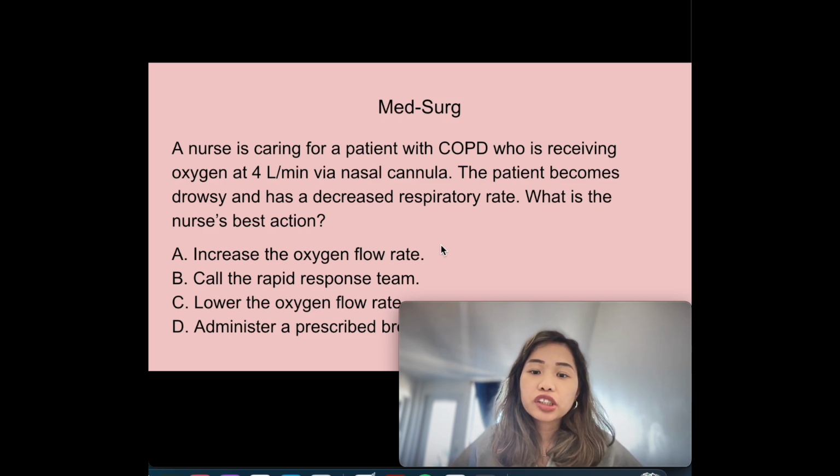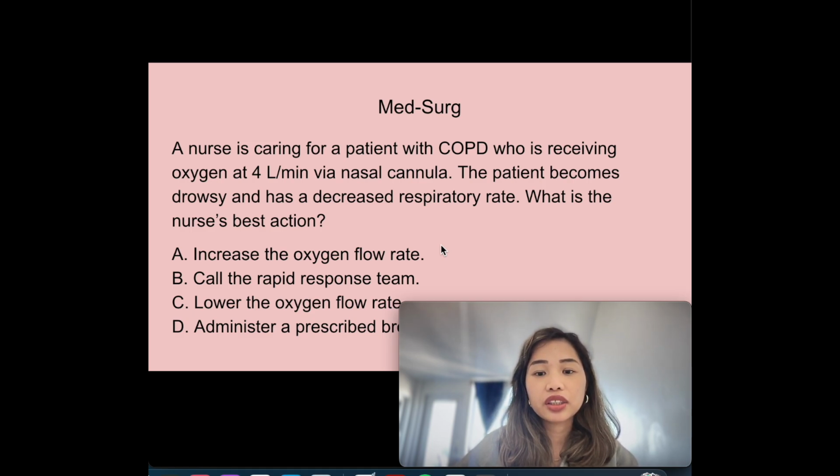Calling the rapid response team, that is correct. However, that's not the best answer. You can't just call the rapid response team and not do anything because you don't even know when they are coming. Letter C, lowering the oxygen flow rate. And then letter D, administer a prescribed bronchodilator. If I'm the student, I would choose between letter C and letter D. However, it's only asking you for one answer. So what is the best answer?